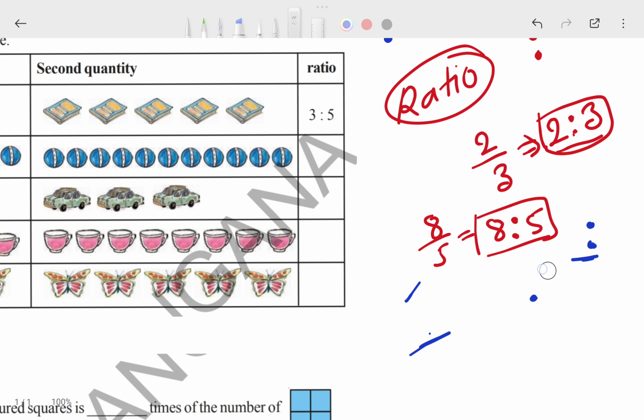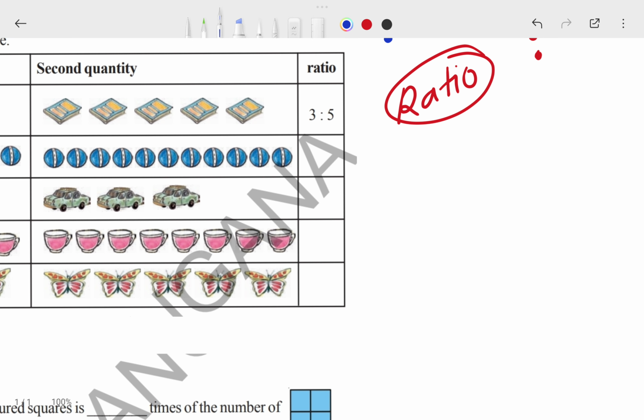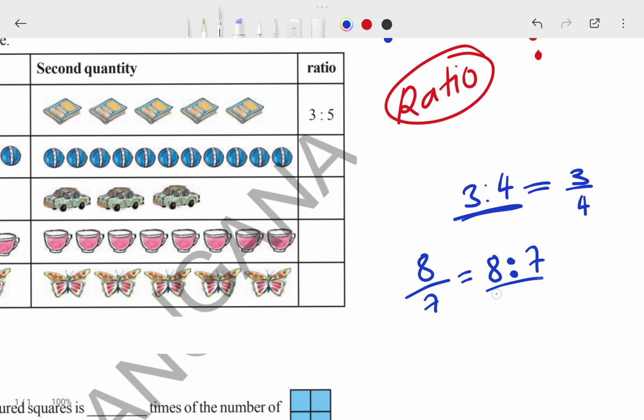Now let's check it out, for more understanding. Suppose this is 3 and 4, it's given in ratio. If you want to convert this into a normal fraction, how can you convert it? It's very simple, first 3, then 4, like that. Now suppose 8 by 7 is given, how can you convert this into a ratio? Simple, 8, then put 2 dots, then 7. So this is a ratio.